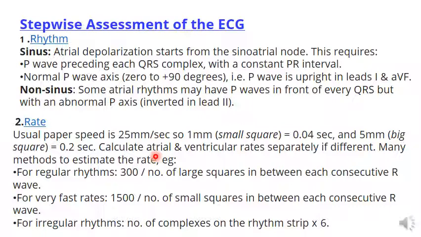So check for the rhythm. The SA node takes the dominance of the electricity of the heart, and it starts from there. The firing machine or firing spot is the SA node, sinoatrial node. So start with atrial depolarization from the sinoatrial node, and this requires a P wave preceding each QRS complex with a constant PR interval. Normal P wave axis is 0 to plus 90 degrees, i.e. P wave is upright in lead 1 and AVF.